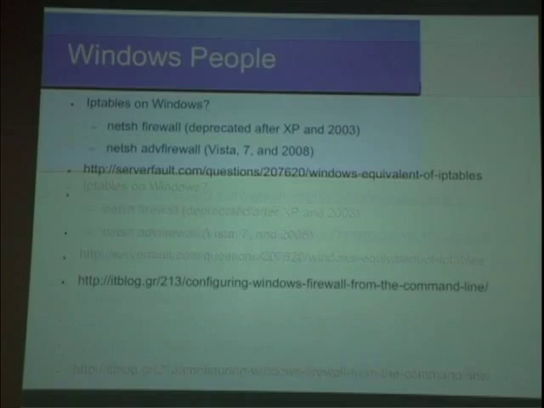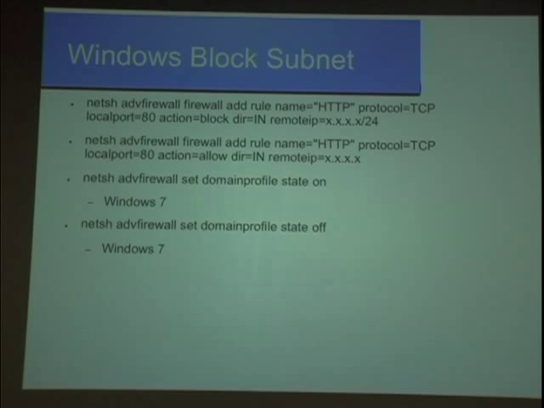So I wanted to see what Windows would have that would be kind of an iptables equivalent. And there wasn't much, but there is some stuff. I haven't really played with it a lot. But here are some links. You can use the NetSecurity firewall cmdlets. Here's an example of a rule. New-NetFirewallRule, add rule name.